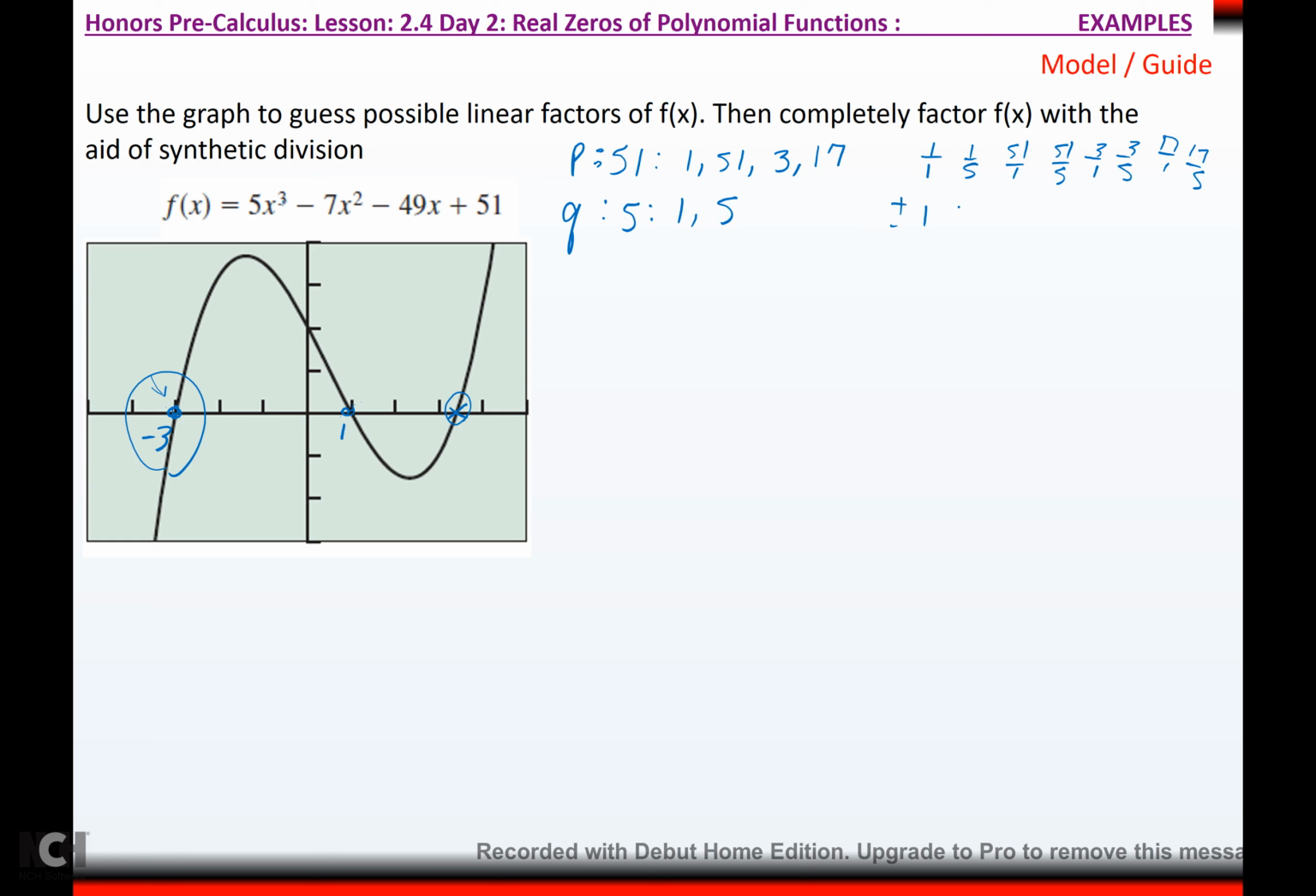So that's plus or minus 1, plus or minus 1/5, plus or minus 51, plus or minus 51/5, which is 10 something, plus or minus 3, plus or minus 3/5, plus or minus 17, and plus or minus 17/5, which is 3 something. Well, again, in my list, I see the negative 3, gotcha, and I see the positive 1, gotcha. 1/5 is 0.2 something. That would be over here, so it's not that. It's not 5. They're 51, clearly. 51 divided by 5 would be 10 something. All three are right here. There's no way anything else is happening that far out.